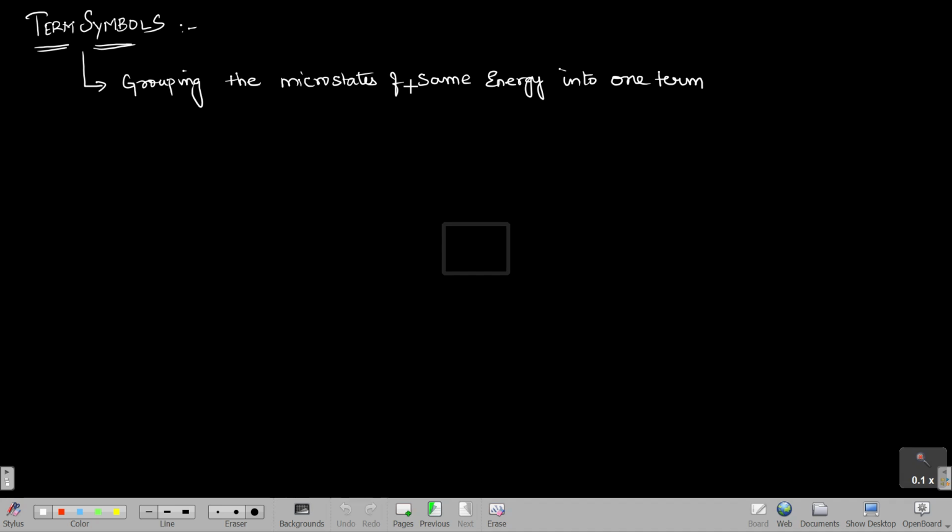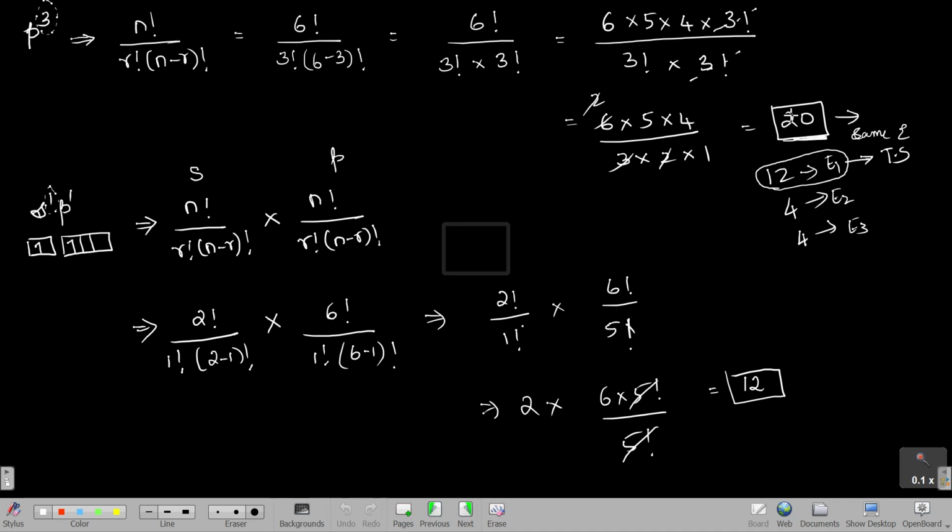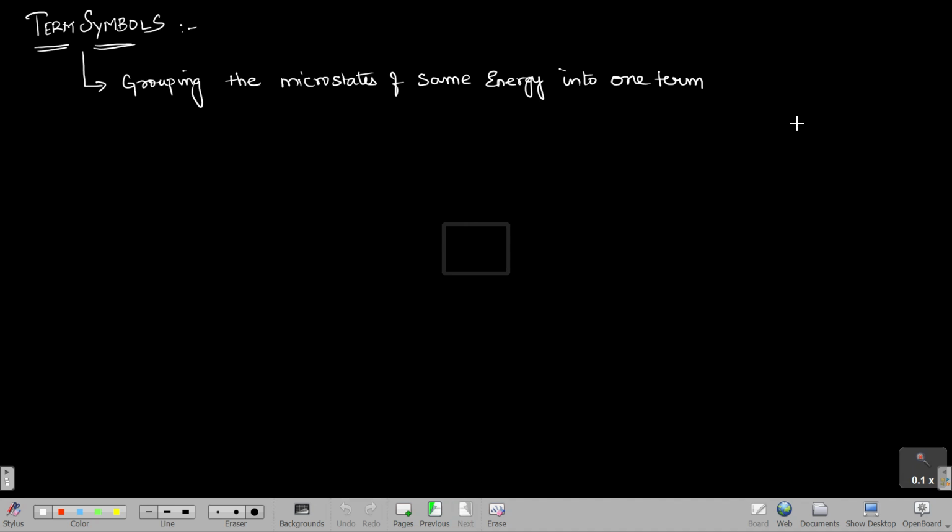So when we talk in terms of microstates, it becomes a larger number, right? 20 microstates. Sometimes you go for higher values, for example, d5, d10, d8, etc. The number of microstates would increase. So instead of speaking in terms of microstates, we can speak in terms of term symbols, because a certain set of microstates would have the same energy. So that energy level I can call with one term. That term value we call a term symbol. It is generally represented by the formula 2S plus 1 L J.